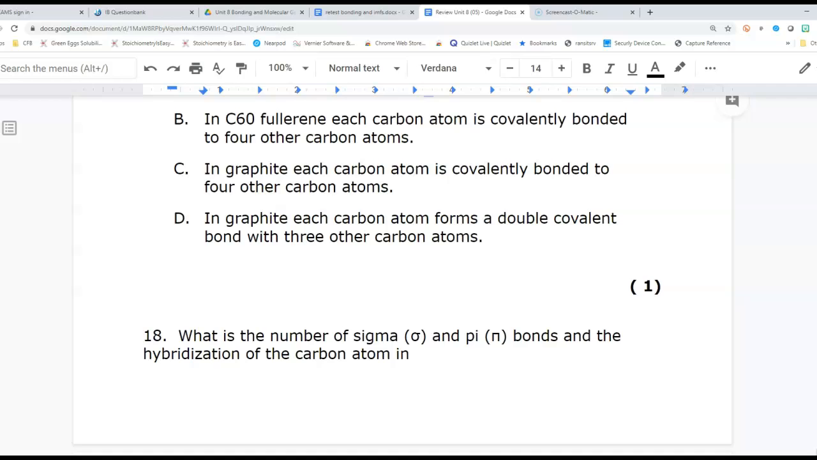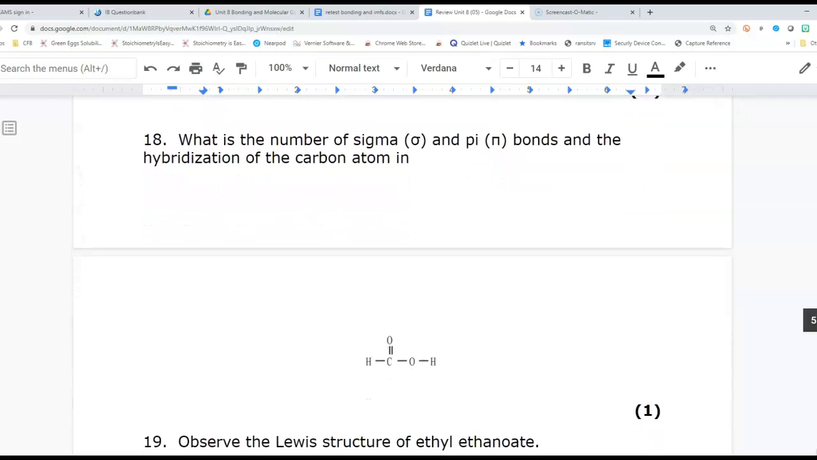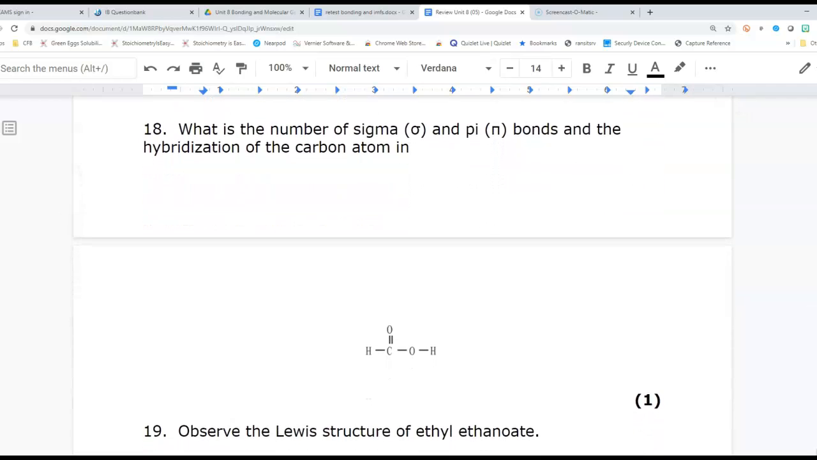All right. We are on question number 18. What is the number of sigma and pi bonds and the hybridization of the carbon atom in this molecule? Let's count them off. Sigma bonds: 1, 2, 3, 4, so 4 sigma, and 1 pi bond. There's a pi bond right here. And then it's asking what is the hybridization of the carbon atom. There are 3 bonding locations, so you have to call that sp2.